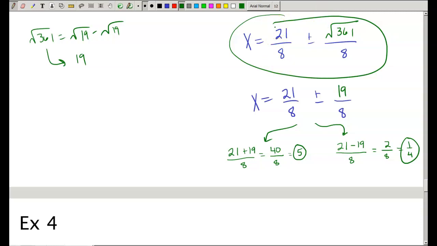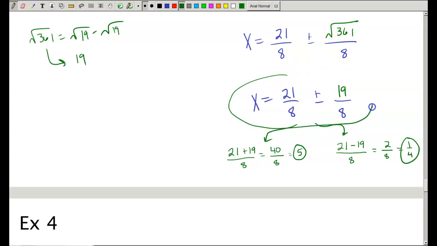It's not fully simplified. So if this was a quiz or an assessment, you'd get a lot of those points. Even if you got to this stage right here, even better. Again, technically that is the correct solution, but because this second part doesn't have a square root in it anymore, and my discriminant happened to be a perfect square, oftentimes it's best to just break it up into the plus and minus and see what you can actually get to. So 5 and 1/4 are my answers.